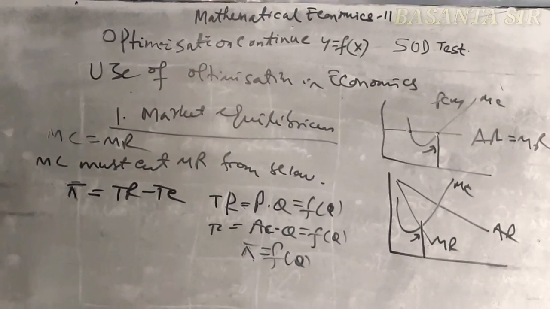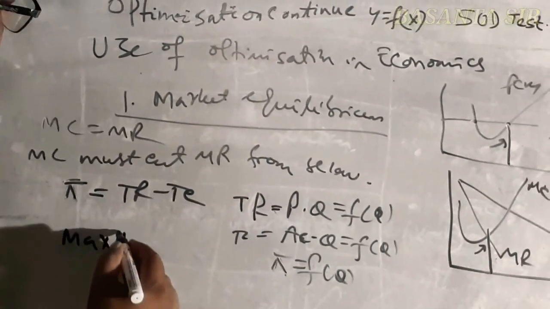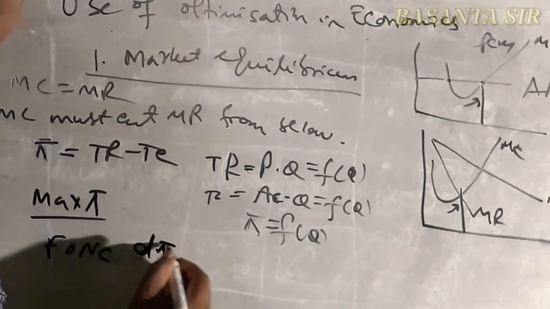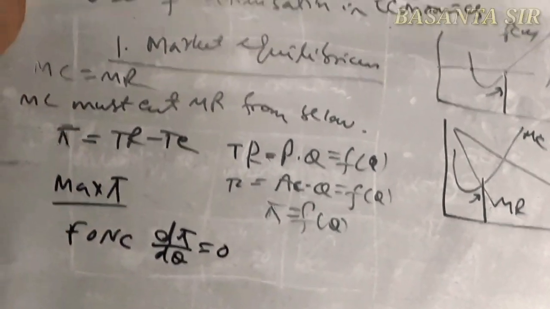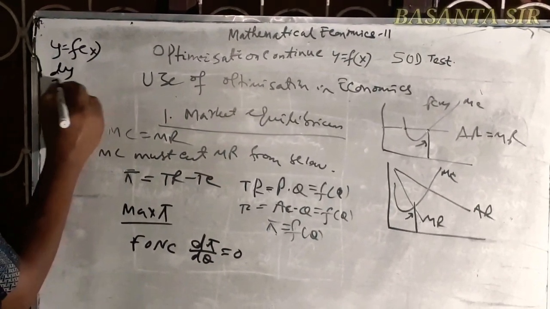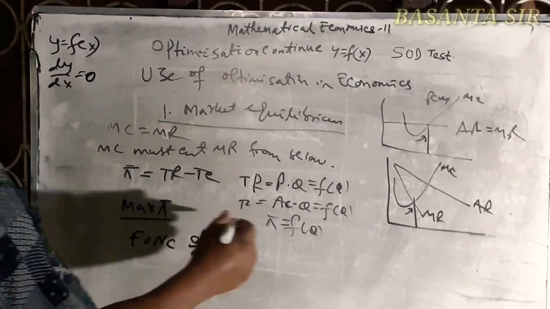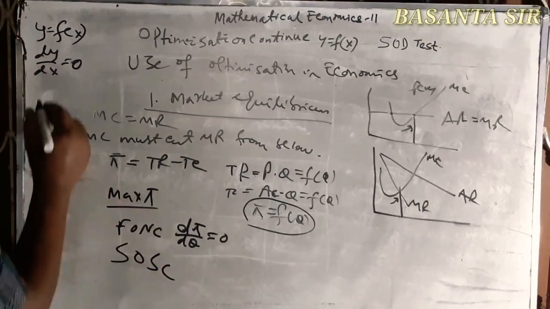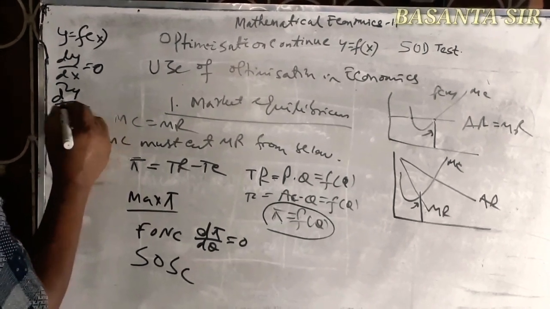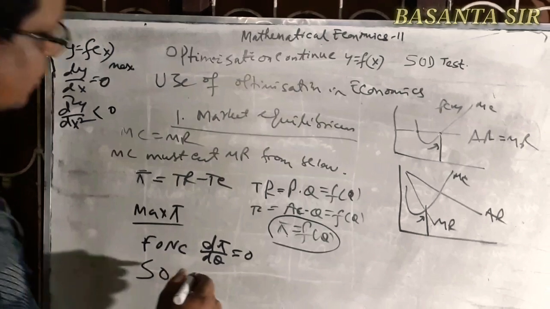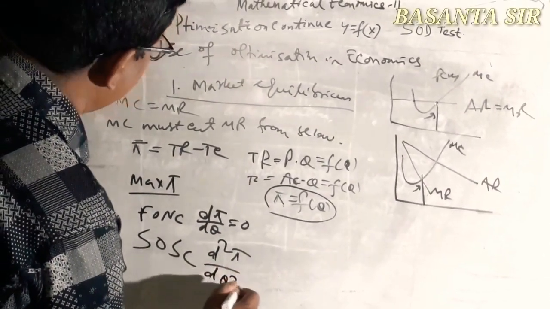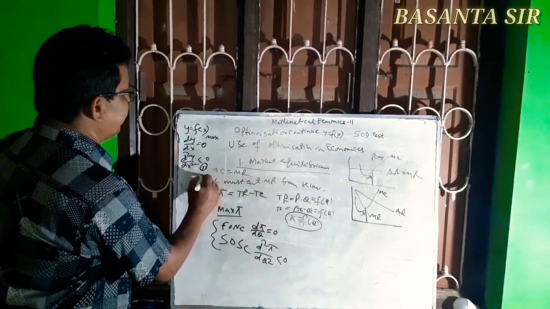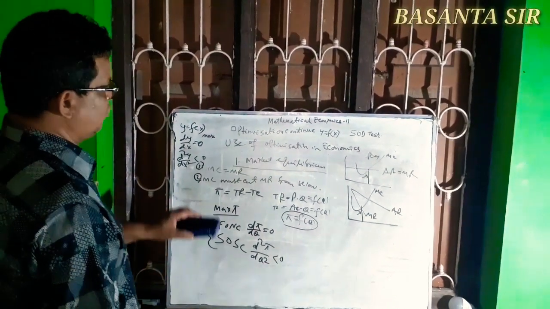Using the optimization condition for maximum profit, the first order necessary condition is d pi by dq equals 0, because we know that for y equals a function of x, the first order derivative dy by dx equals 0. Similarly, here profit is a function of quantity, so the first order condition is d pi by dq equals 0. The second order sufficient condition: d square y by dx square for maximum is less than 0. Here also d square pi by dq square is less than 0. Using these two conditions, we can prove these two equilibrium conditions of the market. Let us go for the proof.